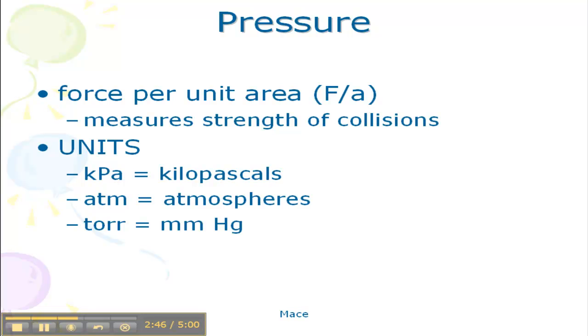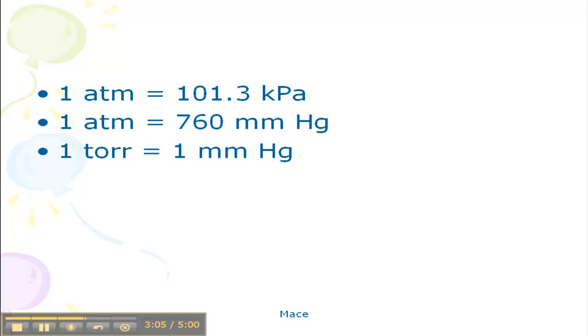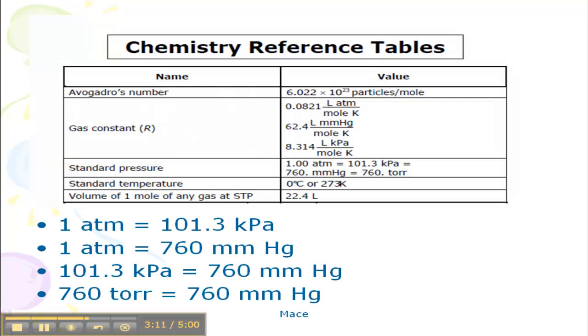If you ever watch the news and they talk about centimeters or the height of mercury, they're talking about the actual height of mercury in a barometer. That's also called torr. Now we use what's called a manometer to measure pressure. A special type to measure air pressure is a barometer. So there are some conversion factors that you're going to see.